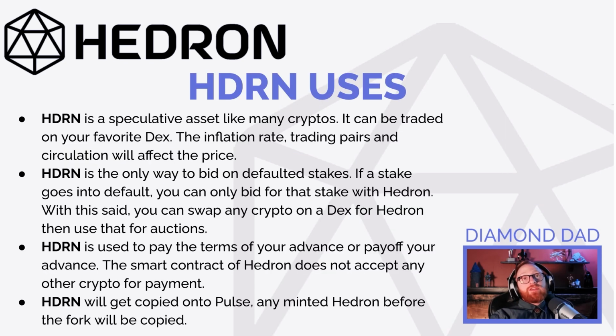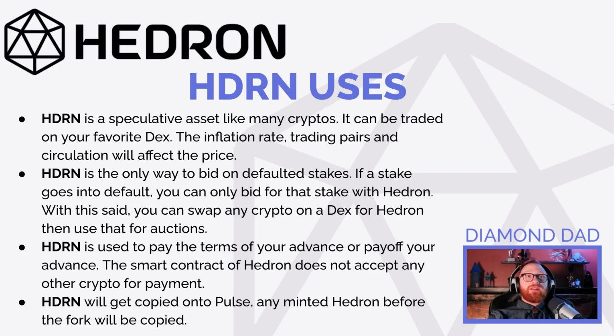So uses for the ticker Hedron, just like the coin. Okay, Hedron is a speculative asset like many cryptos. It can be traded on your favorite DEX. The inflation rate, trading pairs, and circulation will affect the price. This is a normal cryptocurrency. It's not a stable coin. It can go up and down in value based on the network effect and all of the things that we know that make cryptocurrencies go up and down.